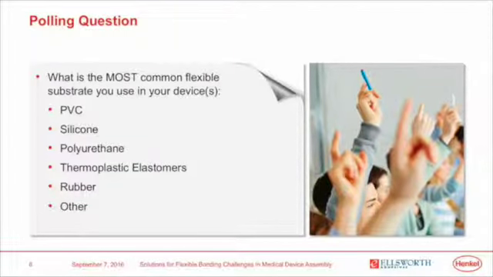We'd like to ask that you all take the time to now complete our polling question here. Our first question, what is the most common flexible substrate you use in your devices? Is it PVC? Is it silicone? Is it polyurethane, TPE, or other? We'd now ask that you go ahead and put in your answers so that we have several responses in here that we can talk to. We'll give you a little bit more time here.